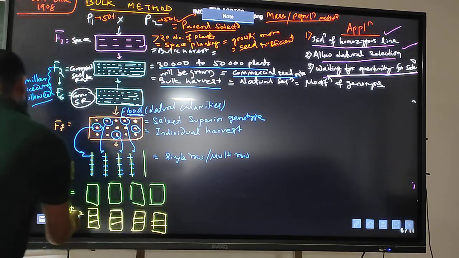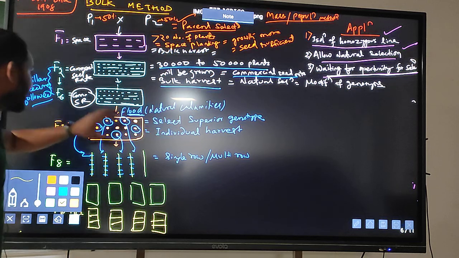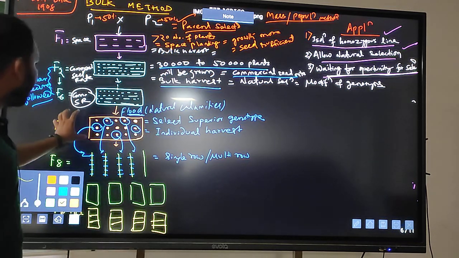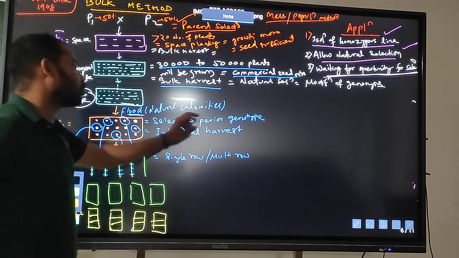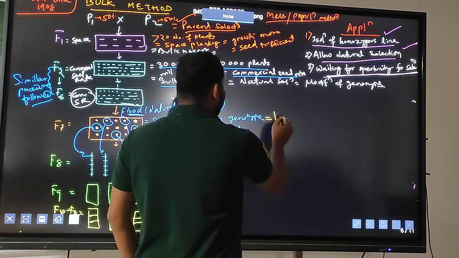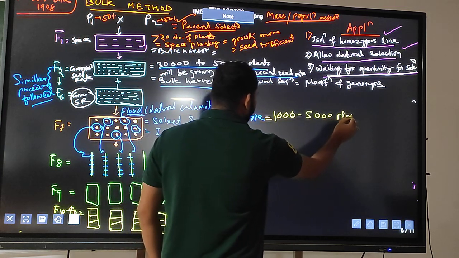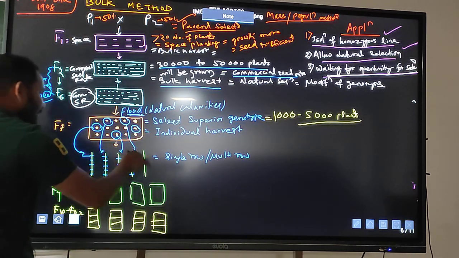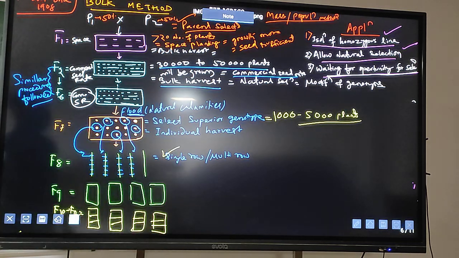Now you have to remember. We are selecting, the initial population is 30,000 to 50,000, and in F7 generation, I am selecting the superior genotypes. So how many plants will I select? I will select approximately 1,000 to 5,000 plants and go for individual harvest. The individual progenies are grown in a single row or multi-row.